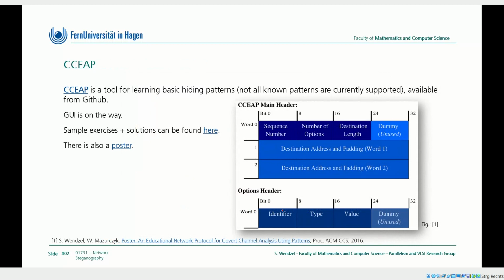If you want to study essentially the original patterns a little bit more, I wrote a small software that I also refer you to in the exercise. This is a simple tool to play around with patterns. I put sample exercises with solutions on GitHub.